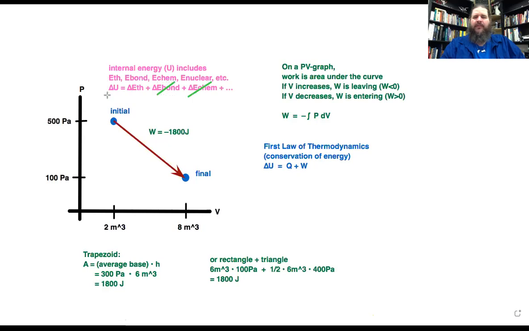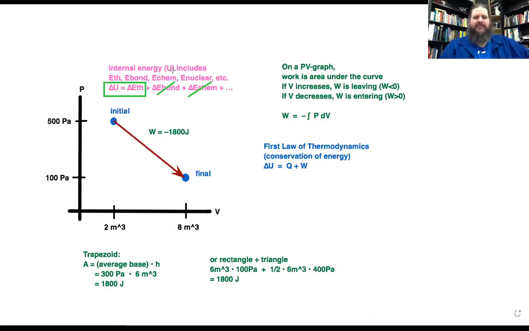So for our practical purposes, as long as there's no phase change going on and no chemical reactions, no nuclear fission or fusion, we can treat delta U as being delta E thermal, because that's the only part that's changing. And thanks to conservation of energy, we should assume that that change has to match any heat or work being transferred.